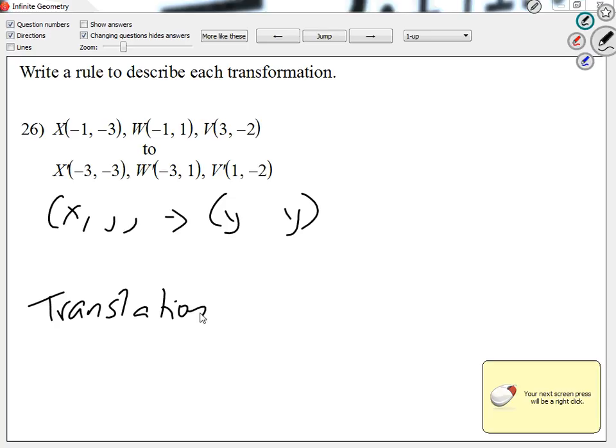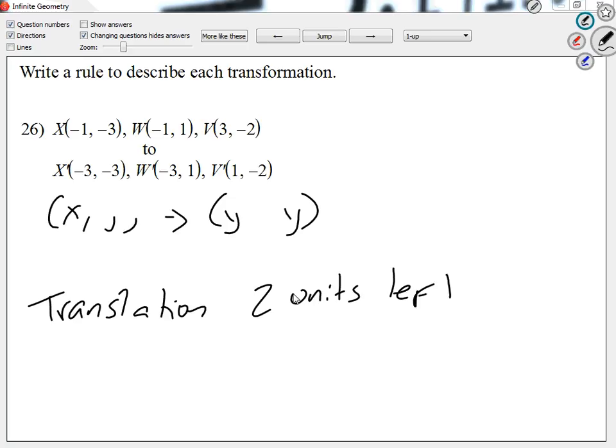So it's looking like translation. What are we doing to the x? Subtracting 2. So let me say 2 units left. Like we're moving 2 to the left. We're subtracting 2 from each x. Matter of fact, we can compare them. What are we doing to the y's? Nothing. So I'm not going to do anything for the y's. Right? Nothing up or down. Sometimes I will say 2 units left and whatever units up, whatever. But this one we're just moving to the left, so just 2 units left. All right. Any questions on your work?